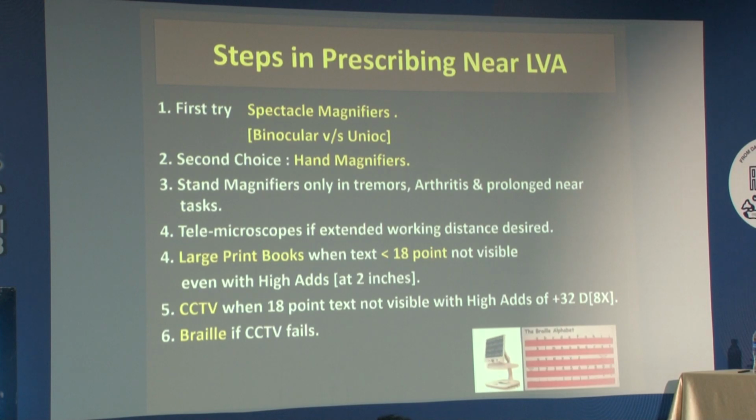Then CCTV is prescribed when 18 point text is not visible, even with high adds of up to plus 32 diopter sphere. And if all these fail, that is the time when you refer the patient to a blind school and tell him to learn Braille.